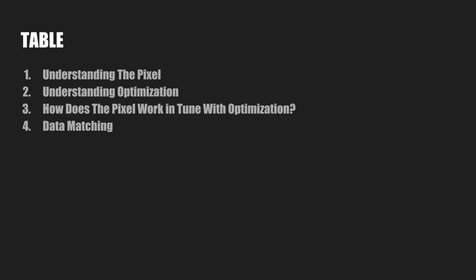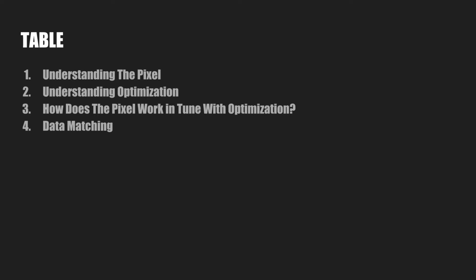So here's the table. This is what we're going to be covering in this video. For one, understanding the pixel. For two, understanding optimization. Three, how does the pixel work in tune with optimization? And four, what is data matching and how can you use it? Basically, this whole series, and this is going to be a multi-part series, this is just part one, but this whole series is going to be about how Facebook works in terms of optimization and how the pixel works with optimization.